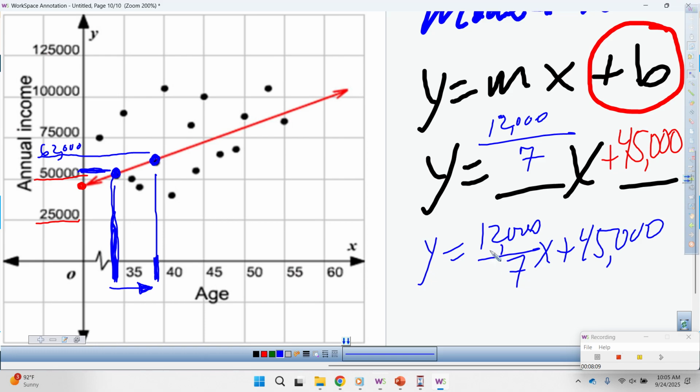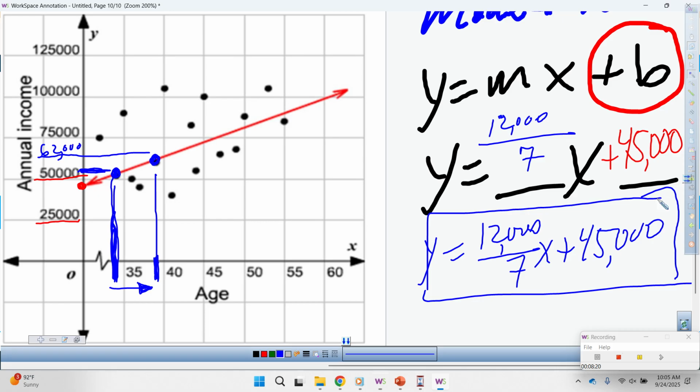Now, I would simplify it just to find out for each year how much money it has increased, but I'm going to leave it like that for the sake of time since it took a little bit longer than what we needed.